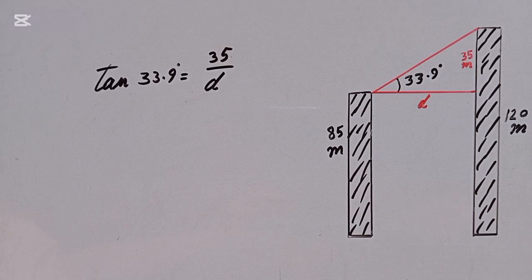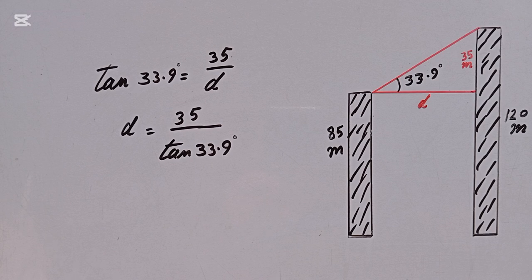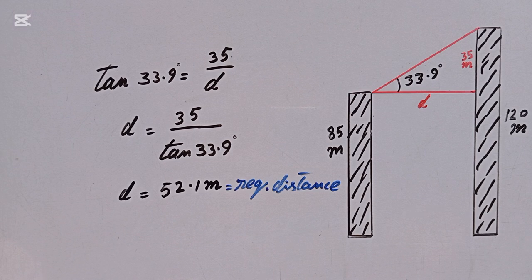In this right angle triangle, to find out the distance between these two buildings, which I have abbreviated with D, the trigonometric ratio we will use is tangent. Tan 33.9 degrees is equal to 35 by D. This is how to find out the distance between the two buildings D. Using trigonometry, we have found the distance between these two buildings, which is 52.1 meters, correct to three significant figures.